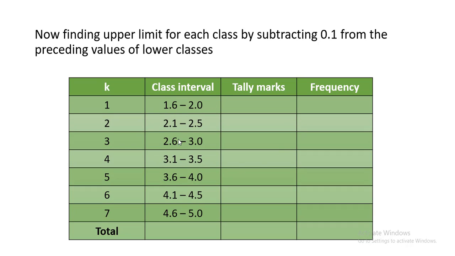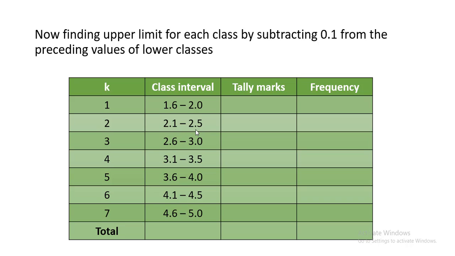Alright, for 1.6 we already did this earlier. Now we want to find the upper limit for all the classes. So 2.1 minus 0.1 gives you 2. 2.6 minus 0.1 gives you 2.5. 3.1 minus 0.1 gives you 3. Now as you can see, the height of two lower limits and two upper limits is always the same. It's 0.5. Either you calculate this one value and start adding height, and you'll get all the values, or you just subtract 0.1 from the preceding lower class to get the upper limit of the previous class.